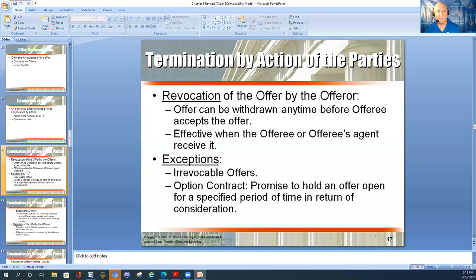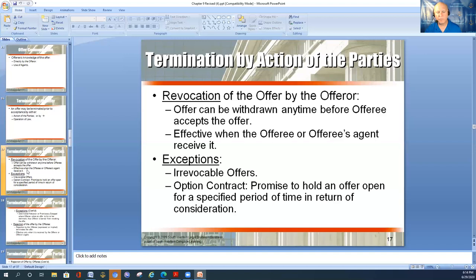So we've got an offer expires by lapse of a reasonable time. An offer expires through a time limit that you place on it. An offer expires through rejection by you of the offer. An offer expires by my revocation, or the offeror's revocation of that offer. And then the last way, the fifth way that an offer dies and can no longer be accepted, is if you make a counter offer.